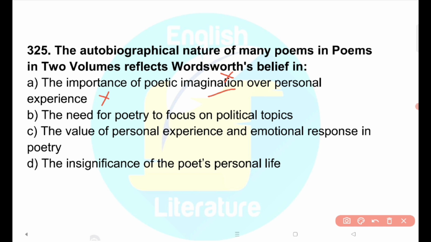The need of poetry to focus on political topics. He moved away from political themes after his early days. The significance of the poet's personal life. Wordsworth believed personal life and emotion were essential to great poetry. Option C is the correct answer: the value of personal experience and emotional response in poetry. His romantic philosophy emphasized personal emotion, memory, and nature's impact on the soul.